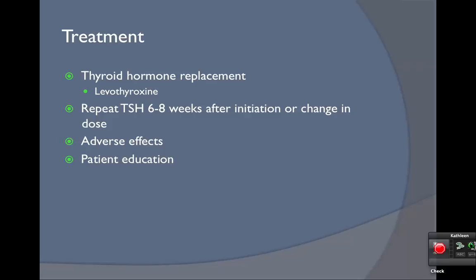In elderly or coronary artery disease, you want to start with 12.5 to 25 micrograms per day. Know that adverse effects can be subclinical hyperthyroidism. Too much replacement can cause chest pain, palpitations, diarrhea. Too little replacement can cause fatigue, depression, and constipation.